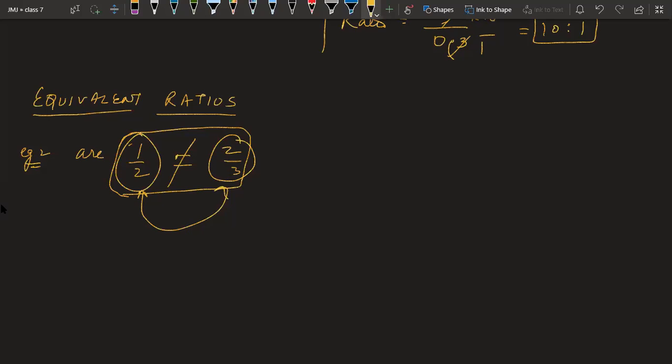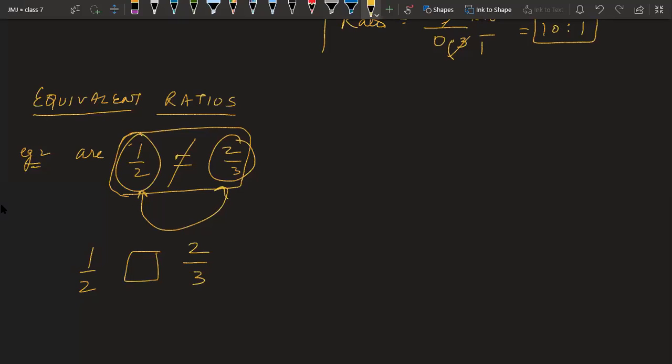Now, class, can you tell me which one is larger amongst these two, 1 by 2 and 2 by 3? If they are not equal, which one is larger? Himanshi is saying 2 by 3.